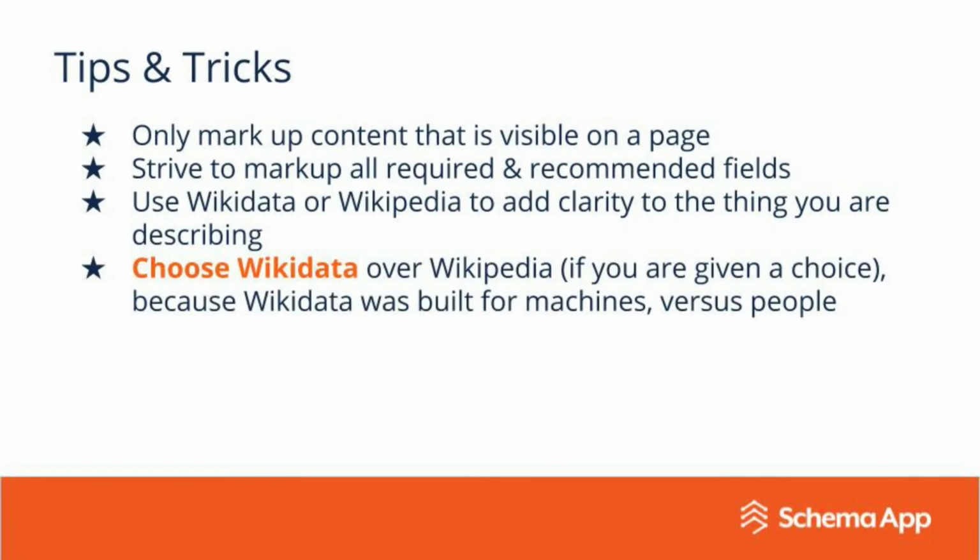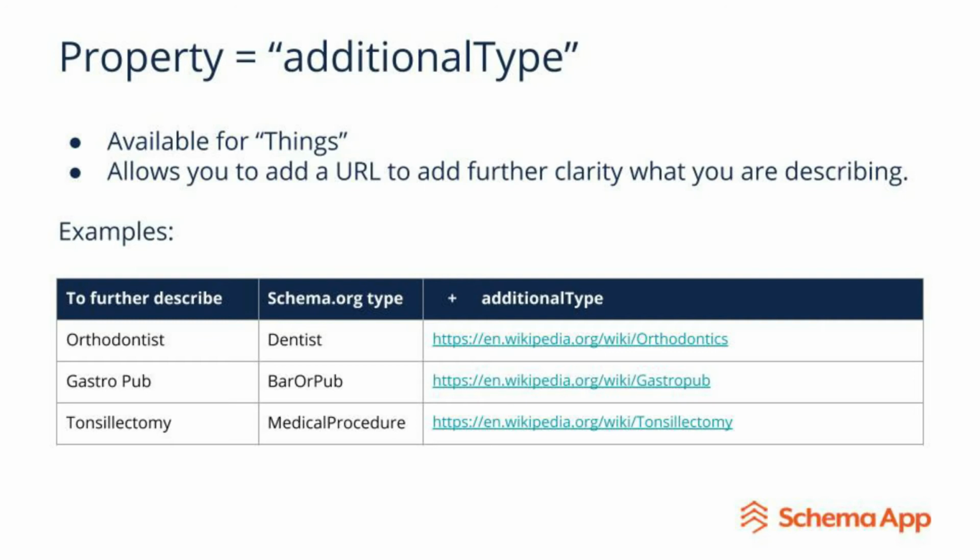And if given the choice, use Wikidata over Wikipedia, because Wikidata was built for machines versus people. There's this handy property available for things known as additional type, and it allows you to add a URL to further clarify what you're describing. For instance, as of today, there's a Schema.org type for dentist, but not for orthodontist. Given that the Schema.org vocabulary is always expanding, this may change in the future.